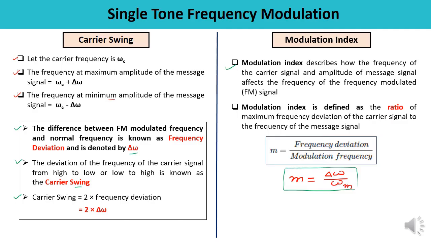The value of modulation index can be denoted by M or MF, and the value of modulation index in case of FM can be greater than 1, while in the case of the amplitude modulated wave we have observed that it must be less than 1.